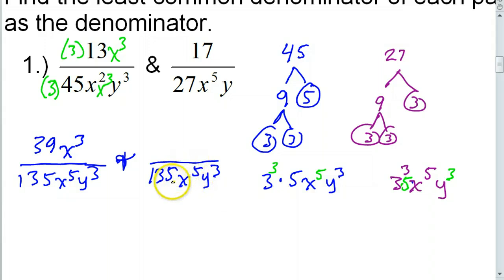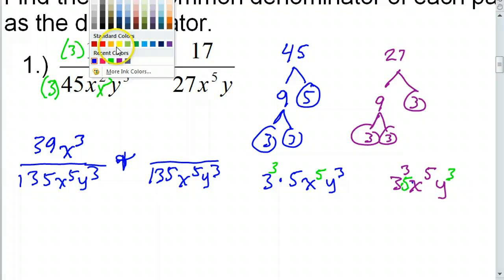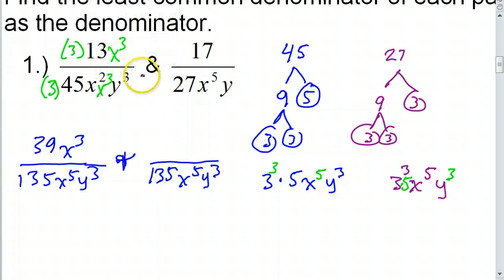Now I need to do the same thing to the right-hand side. How many times does 27 go into 135? 5 times? Okay, so that means I multiplied by 5. So I've got to do that in the numerator as well. Now I look at the x's. I see x to the 5th power, x to the 5th power. That didn't change, so I don't need to do anything in the top for that.